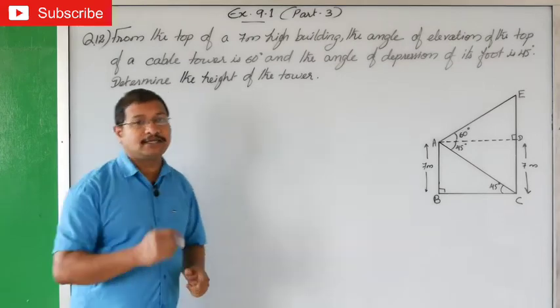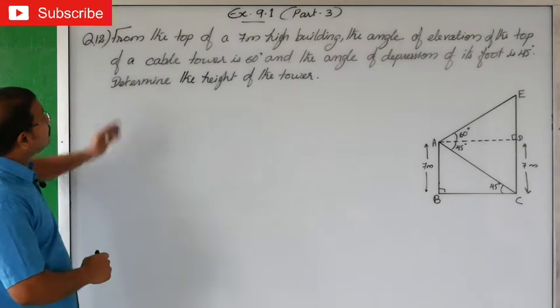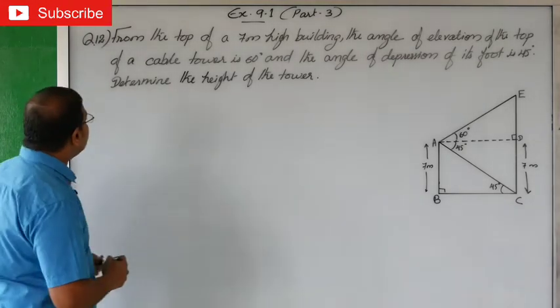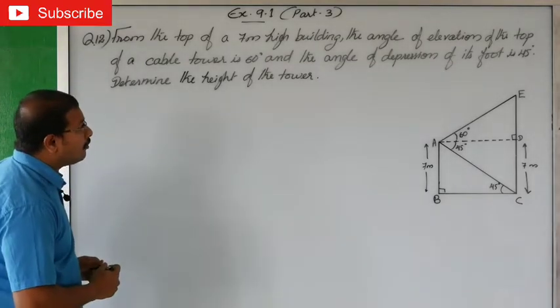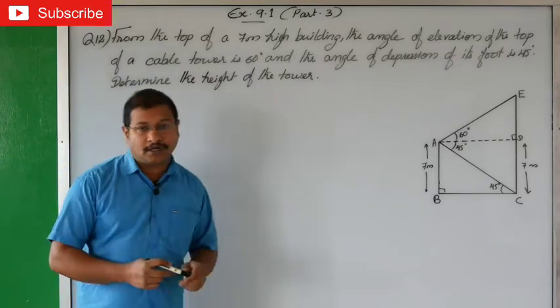Ready? Let's start the question now. Question number 12, I'll read the question once. From the top of a 7-meter high building, the angle of elevation of the top of a cable tower is 60 degree and the angle of depression of its foot is 45 degree. Determine the height of the tower.